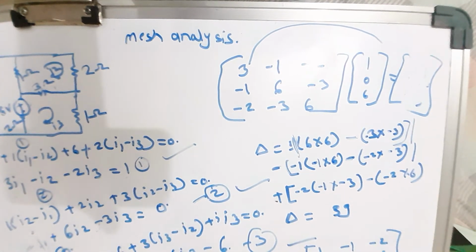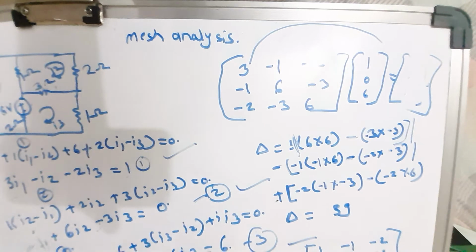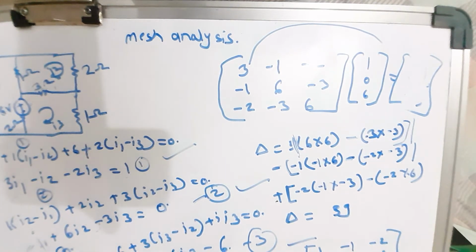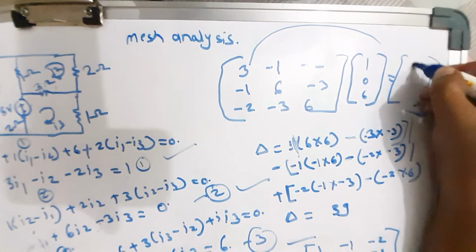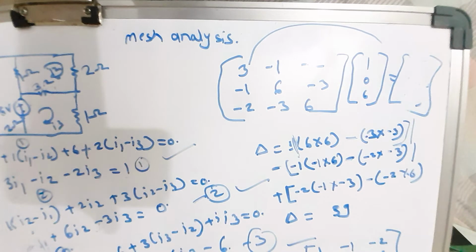So first, we have to find out the value of delta. In order to find out the value of delta, everyone must already know what Cramer's rule is and how we find the value of delta in mathematics. So in order to find the delta, just do the cross multiplications.